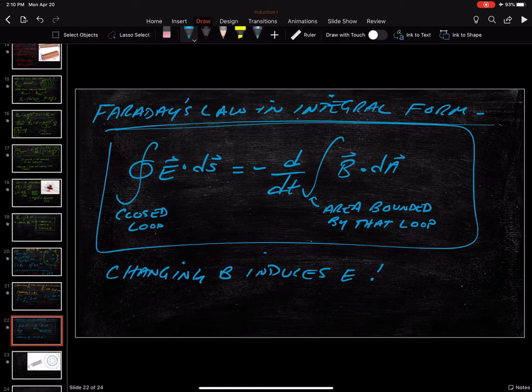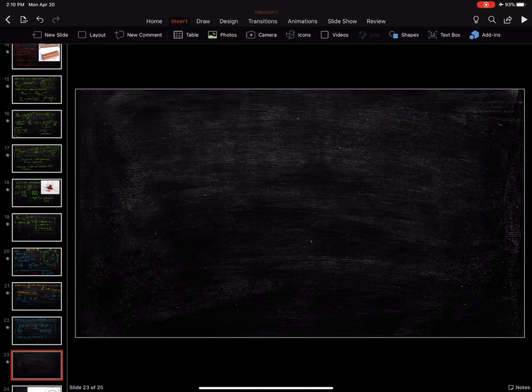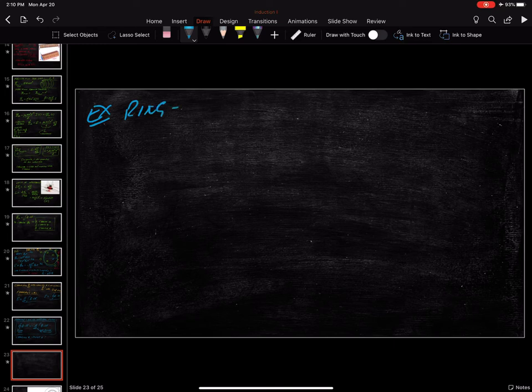So let's go back and think about this ring problem. Again, we'll do this example here, and then I'll tell you how you figure out the direction. There's a little trick for remembering it.